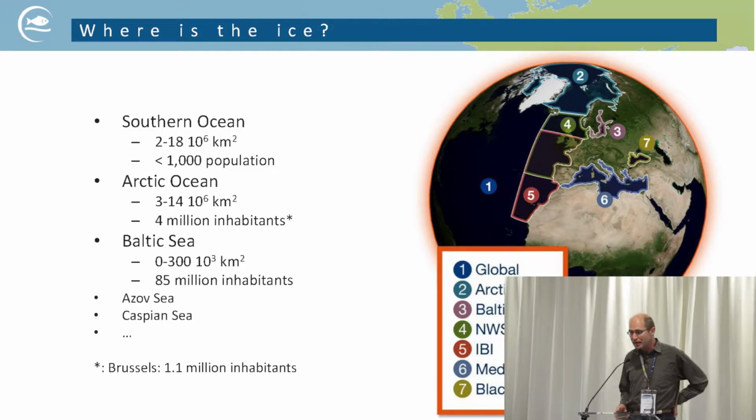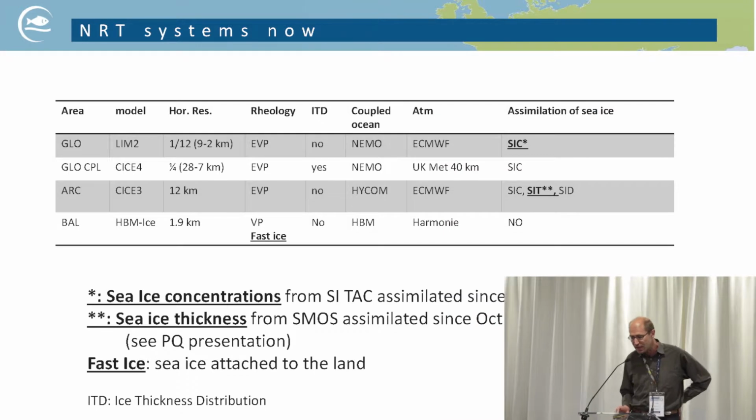Those who provide a 10-day forecast. So there's the global model, the global coupled, the Arctic and the Baltic, and you see a list of different sea ice models. The codes are indicated, the resolution, and the rheology. And rheology is mostly the same. And then you see that some have the ITD, the ice thickness distributions, and the others don't. And what forcing they use. The novelties are indicated in bold, and that's the estimation of sea ice concentration in the global MFCs and sea ice thickness in the Arctic MFC. And the fast ice, that's been included in the Baltic.